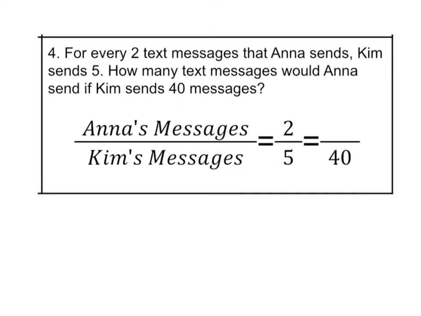Number 4, for every 2 text messages that Anna sends, Kim sends 5. How many text messages would Anna send if Kim sends 40 messages? So Anna's messages to Kim's messages are a 2 to 5 ratio. And so we're trying to figure out how many Anna would send, or we're creating a proportion or 2 equivalent ratios. So again, I'm going to think in terms of multiplication. 5 times 8 will get me to 40. So I have to think 2 times 8 will get me to that missing number in the ratio. So it would be 16. Anna would send 16 messages.